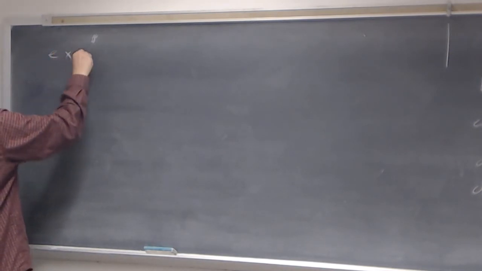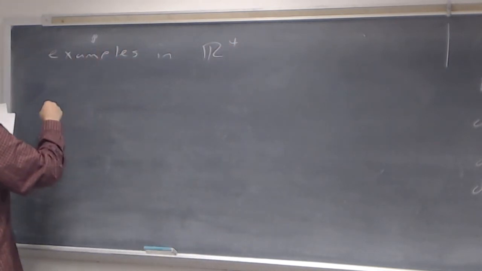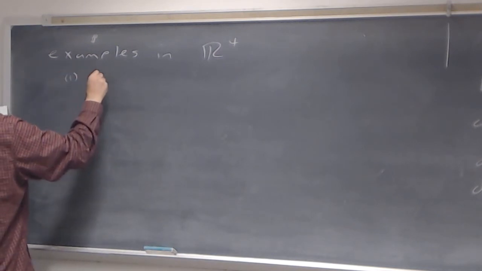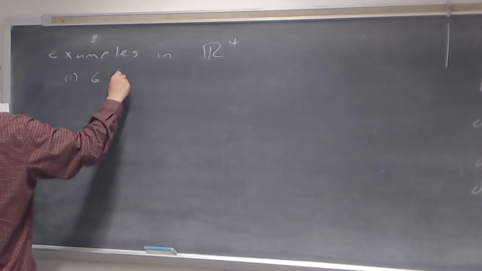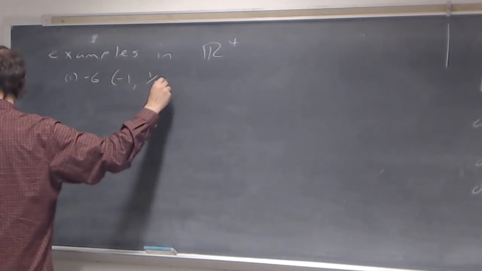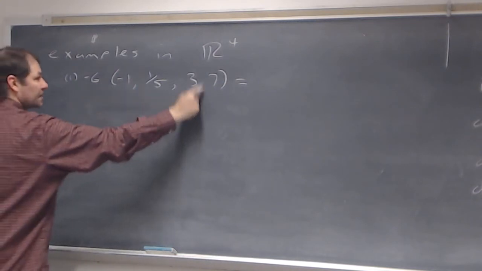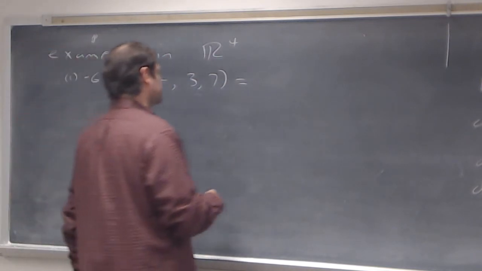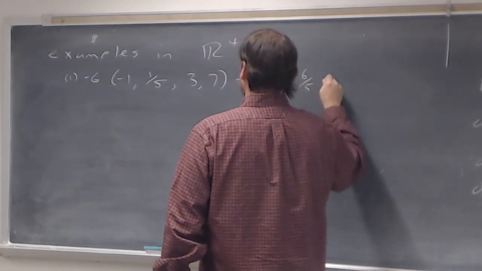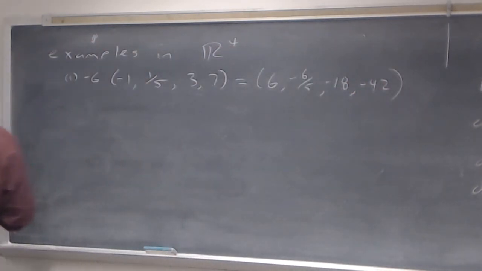So examples in R4 might include, first for scalar multiplication, if we had 6 times minus 1, 1/5, 3, and 7. This is a scalar times a vector in R4, an object in R4. What we get here is 6, minus 6/5, minus 18, and minus 42 as the outcome.